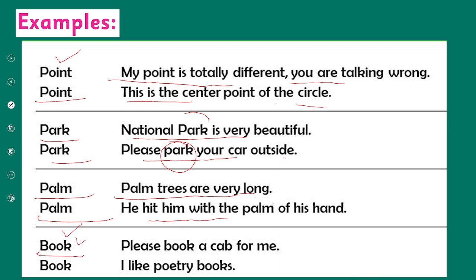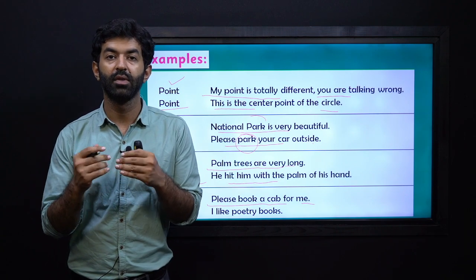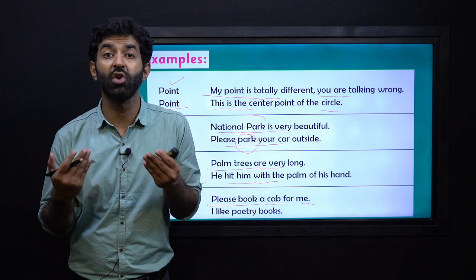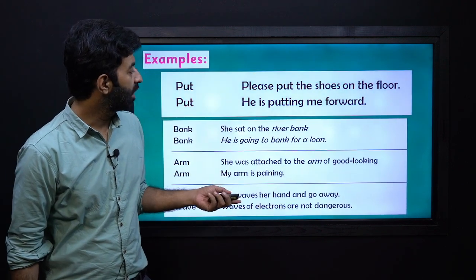One thing is, please book a cab for me. Arrange a cab for me, or book a cab for me. And the second homograph is, I like poetry books. So to book something and a book, they are pronounced with different stress, but they are homographs. Here are some more examples.